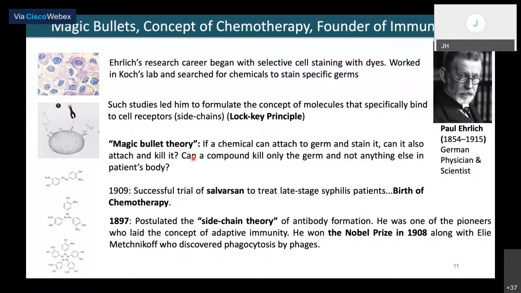and kill them selectively. Now, in 1909, it was shown that this kind of molecule, an arsenic-based defined molecule called Salvarsan, can actually go and take care of syphilis patients. This is a sexually transmitted bacterial disease, and for the first time it was established that some molecules can go and kill it. That started what is called the birth of chemotherapy.